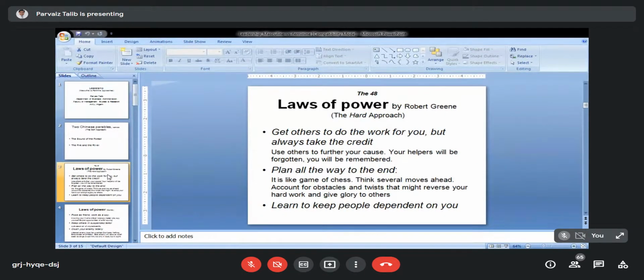So who built the Taj Mahal? Shah Jahan? Not those 20,000 workers who worked day and night, and ultimately who remembers them? So what is remembered is that you built the Taj Mahal. To get others to do the work for you, but credit accrues to you. This is one of the laws.